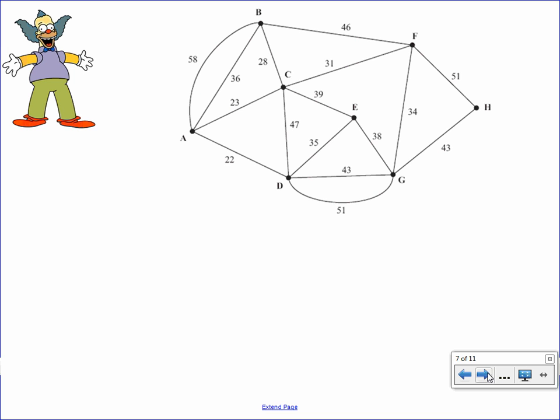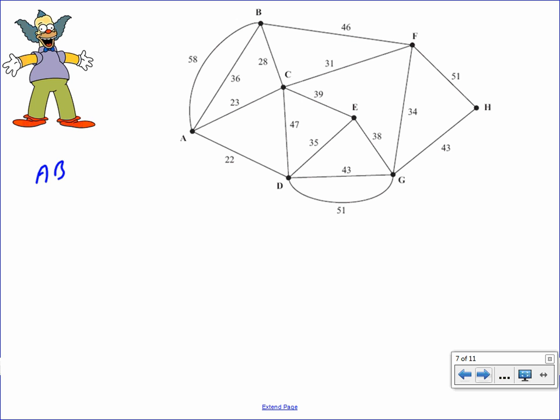So this is it. I need to build up a list. Yep. Good. So A to B is 36. Is this how I need to write it? Well, what's the objective with our list? We're trying to collate all the paths connecting each node. And then we're going to pick. So I don't really need the number, do I?